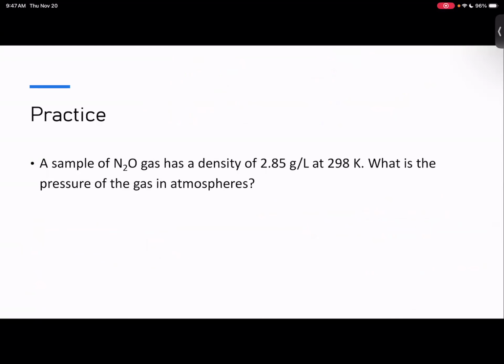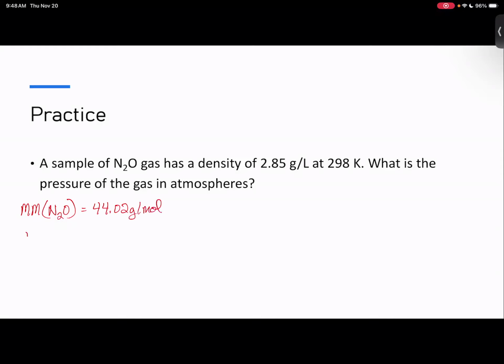Let's look at another example. A sample of dinitrogen monoxide gas has a density of 2.85 grams per liter at 298 Kelvin. What is the pressure of the gas in atmospheres? Okay, so right off the bat, I see I have N2O. That tells me the molar mass, which is going to be 44.02 grams per mole.